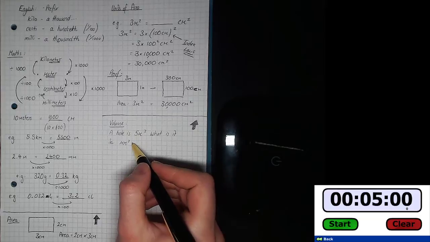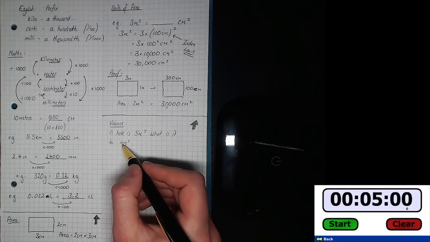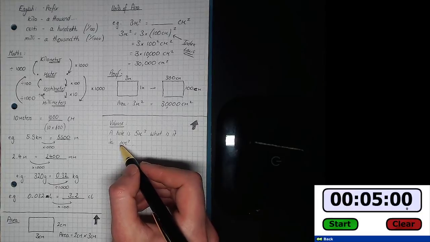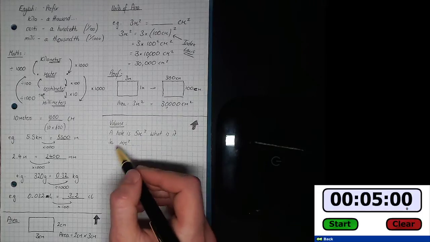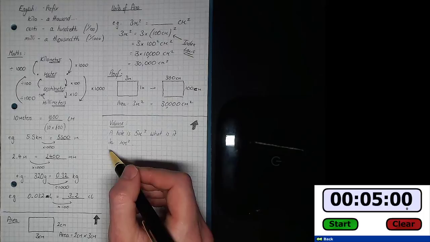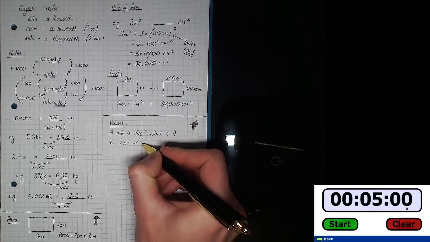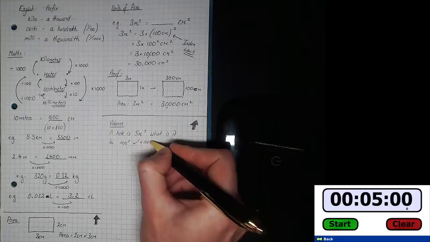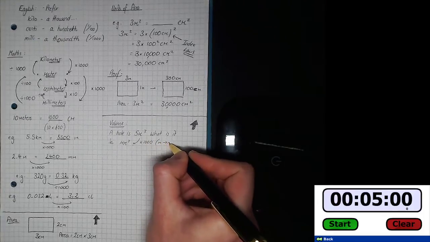First of all, we need to think about the conversion. Meters to millimeters. Milli is 1,000th of a meter. So there are 1,000 millimeters in 1 meter. So to get from meters to millimeters, we would times by 1,000.